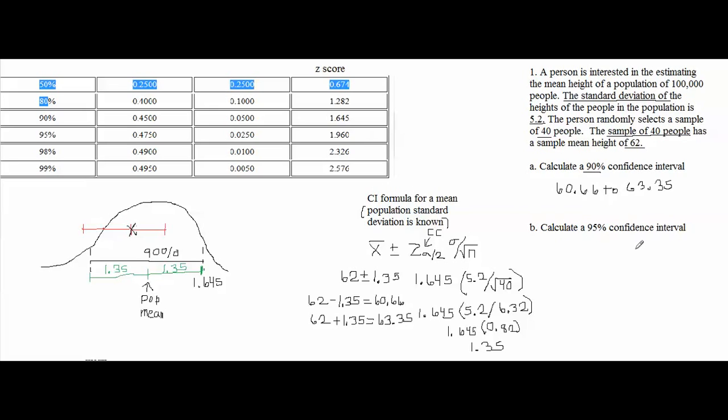And if you do this, you'll actually notice that the confidence interval down here will end up being wider than the confidence interval up here. Because remember I said that as the percentage goes up, the confidence interval gets wider.